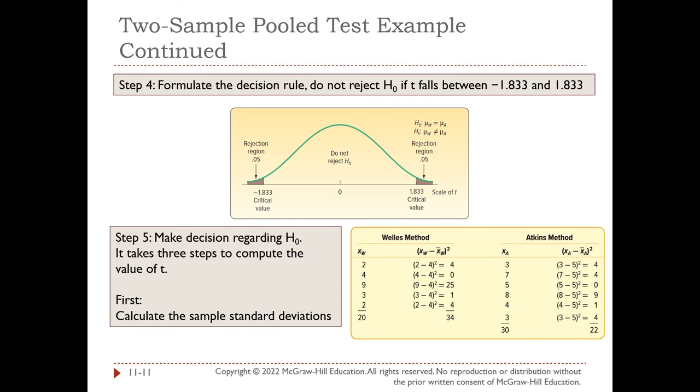So just like the chapter 10 homework, we have to figure out the 2 tails. So we know right now the decision rule is we do not reject the null if t falls between negative 1.833 and 1.833. Again, the degrees of freedom.